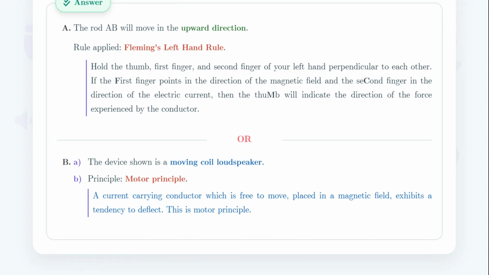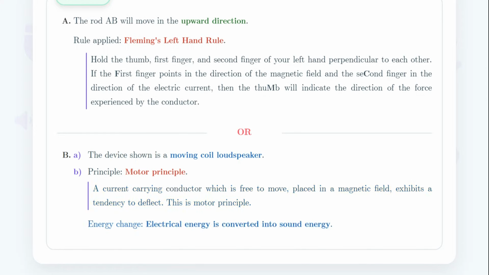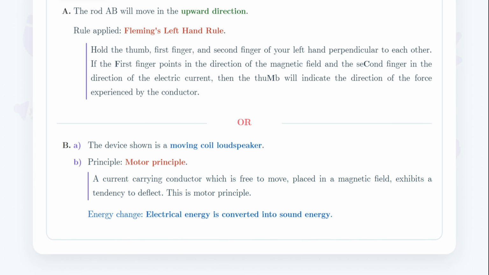And what about the energy conversion? During its operation, the loudspeaker converts electrical energy directly into sound energy. The electricity from your audio player is transformed into the sound waves you can actually hear.